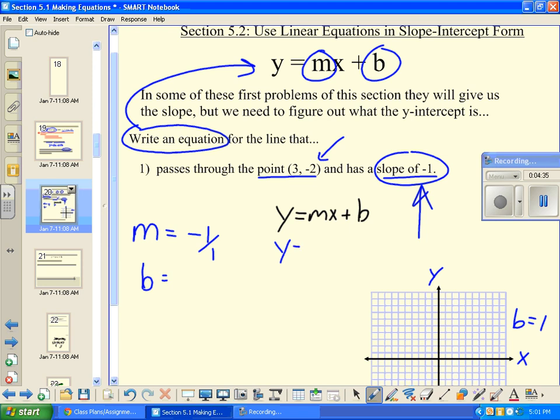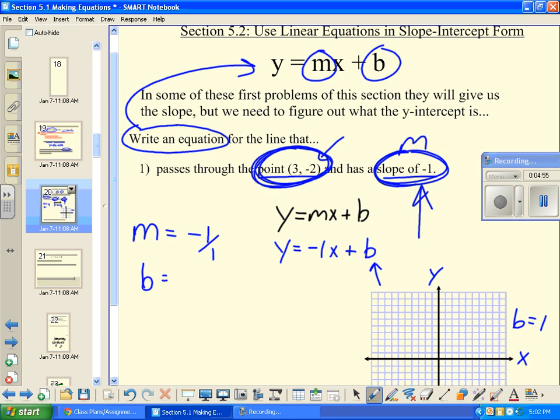So let's just make one change here. I'll put negative 1 in for m. Then I still have x here, and then I still have b. So I don't know what this is. This is still my biggest unknown that I'm trying to find out right now. Well, this is using the slope. This is m. And what other information do I have? This other information is important here.